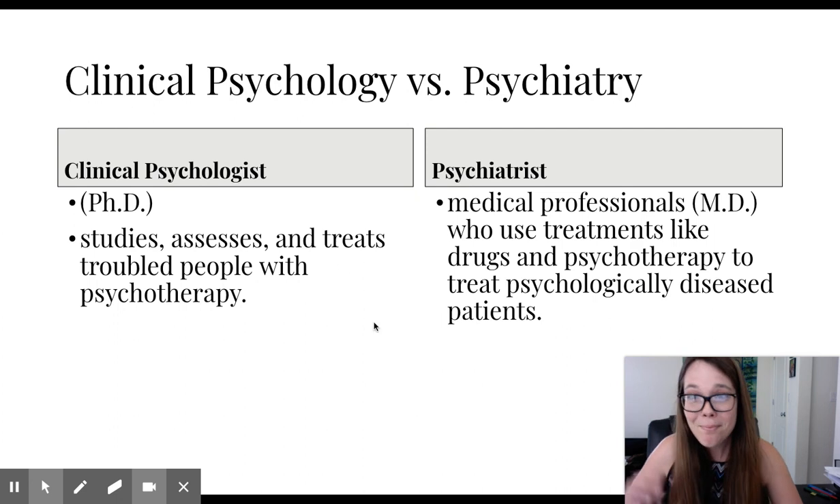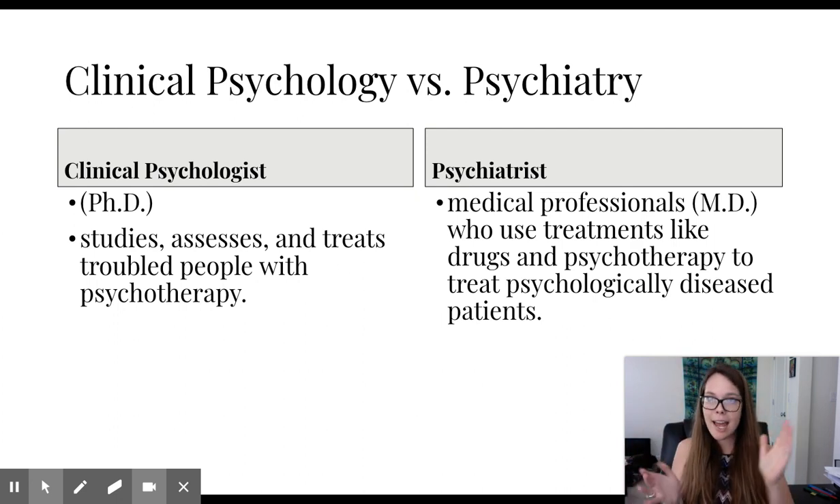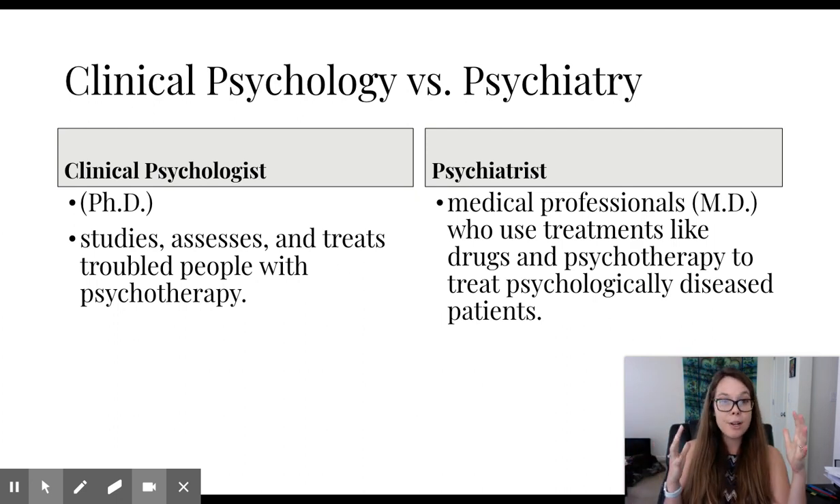All right. We're getting near the end. A little difference, and we're going to dive into what types of jobs you can have later on. But just the two main ones are the clinical psychologist and then a psychiatrist. I clearly only have a minor in psychology, so I do not make the big bucks. Teaching psychology is actually one of the lower paid jobs. But if you get a PhD, you can study, assess, and treat people with psychotherapy.